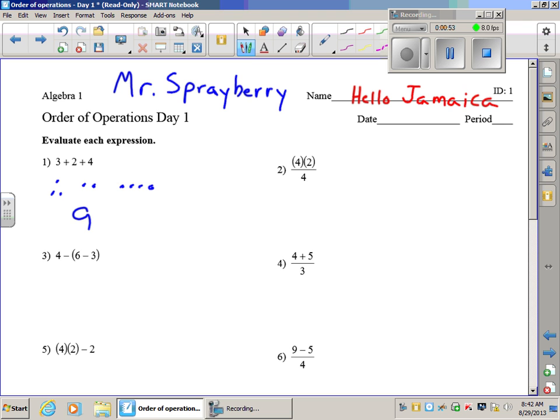Number 2, we're going to solve this by canceling. There's a 4 on top and there's also a 4 on bottom, so we're going to cancel both of the 4's, and all we have left is 2.